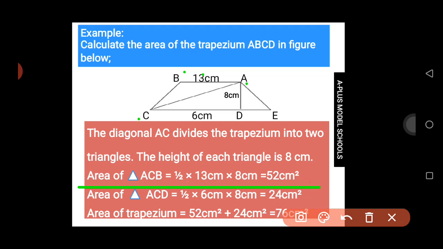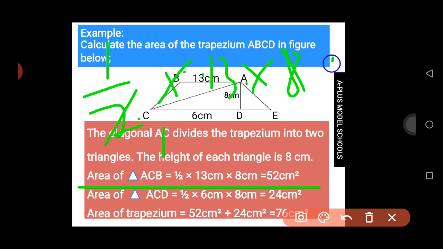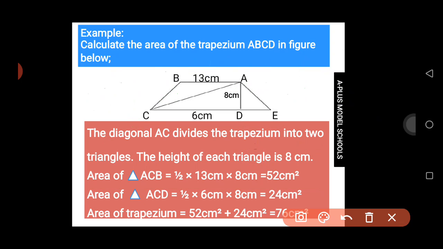So 2 going into 2, 1. 2 going into 8, that is 4. Let us work it out. Multiply by 13, multiply by 8. So 2 going into 8 is 4. Then 4 times 3, 12. Keep 1. 4 times 1, 4 plus 1, 5. So that is 52 centimeter square.